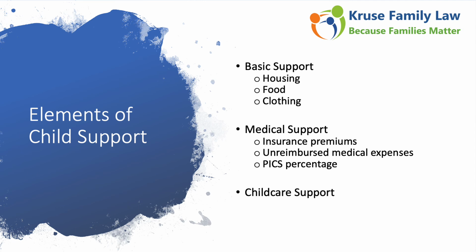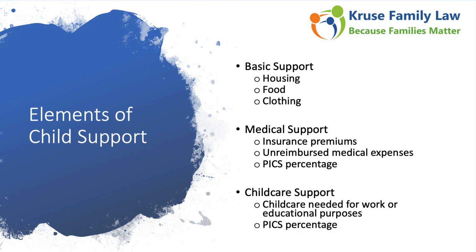Finally, there's child care support. This tends to be only for younger children, but if you have a child with special needs, you may need child care through the minority of that child. And it is to cover child care that's needed for work or educational purposes. This is the only reason child care support comes up. If you are working or going to school, and because of that, you need to pay somebody in child care, that is where this payment comes in. And this is also computed based on your PICS percentage.